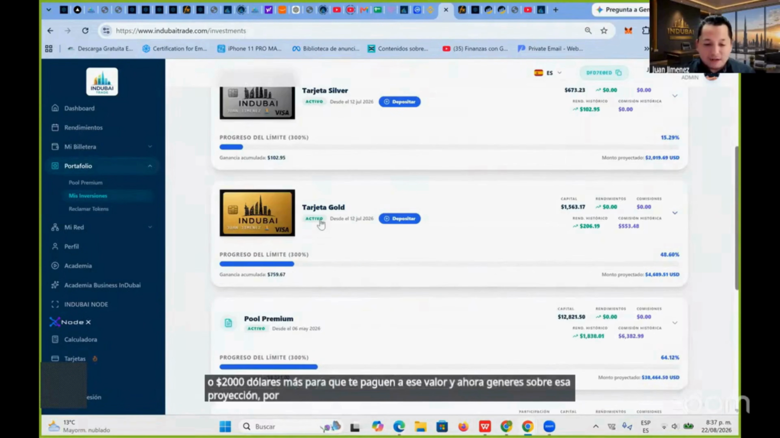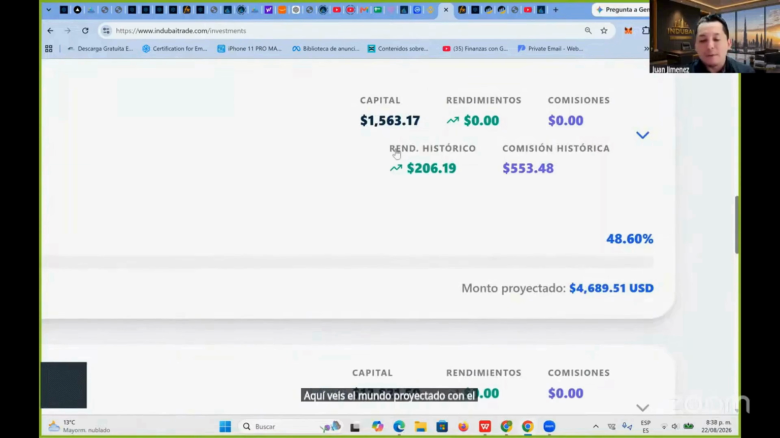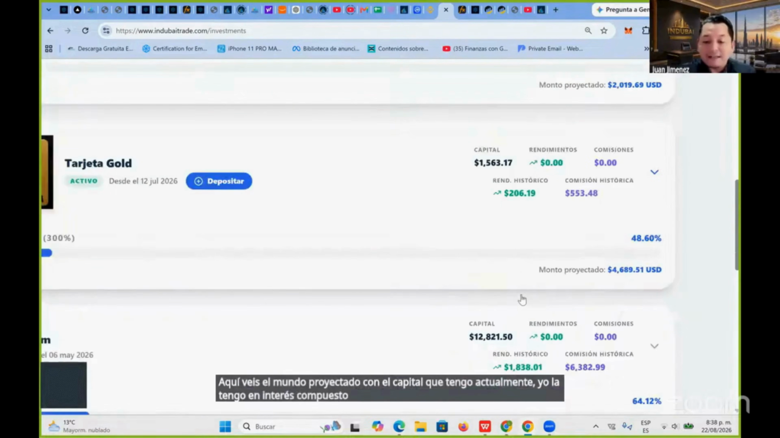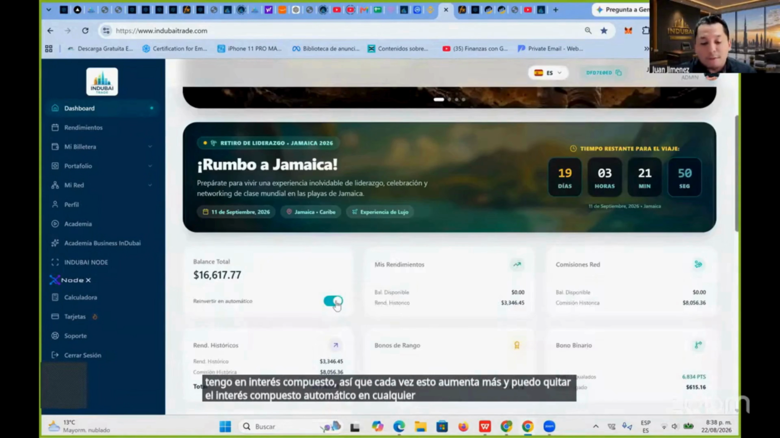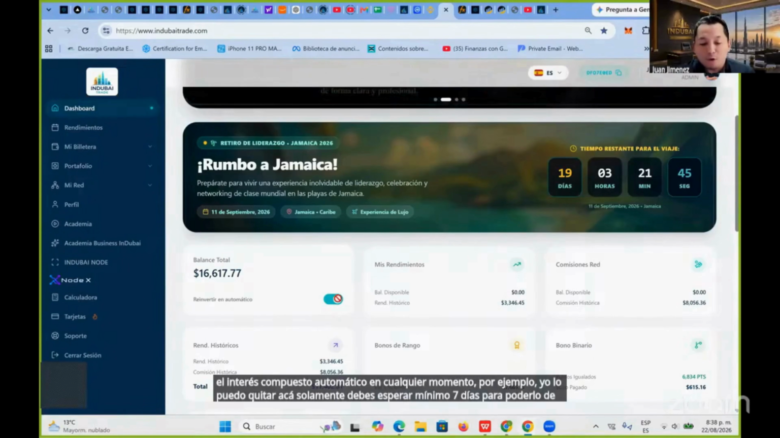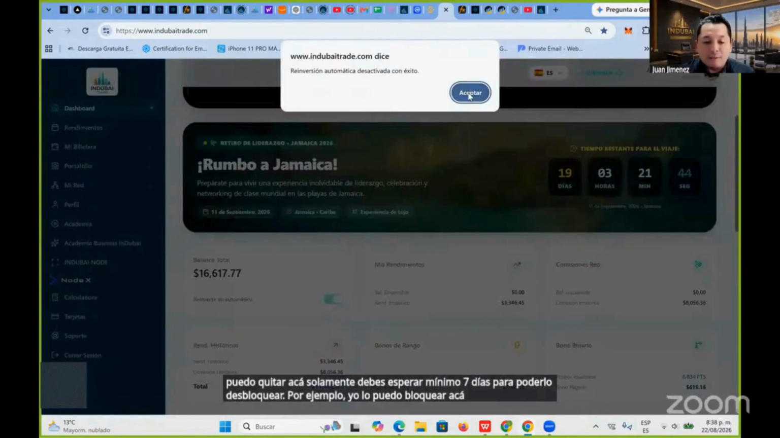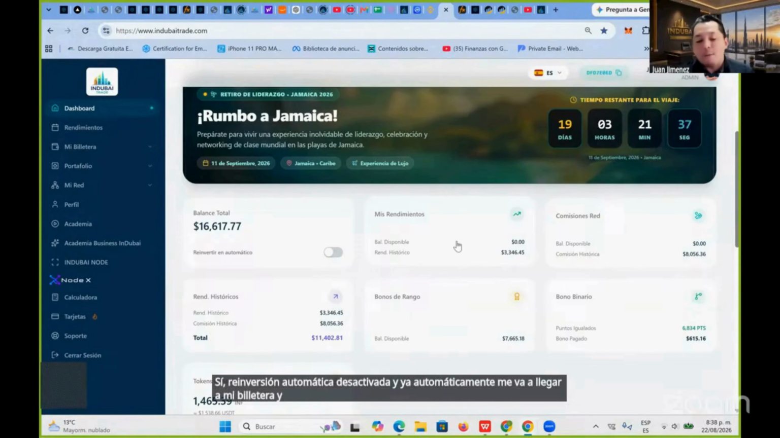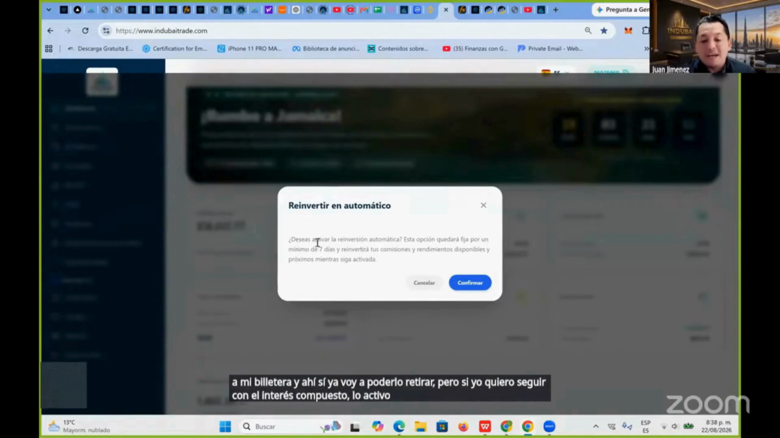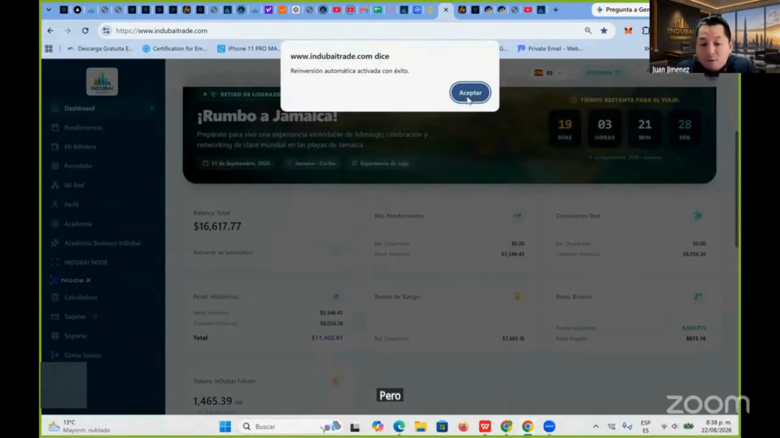For example, in the case of the $1,000 card, here it tells me the projected amount with the capital I currently have. I have it on compound interest, so this increases more and more each time, and I can turn off the automatic compound interest at any time. For example, I can turn it off here. You just have to wait a minimum of 7 days to be able to unlock it. For example, I can unlock it here. Automatic reinvestment deactivated, and now it will automatically arrive in my wallet, and then I will be able to withdraw it. But if I want to continue with compound interest, I activate it, and it tells me a minimum of 7 days of automated compound interest. But you can also do it manually if you want to.